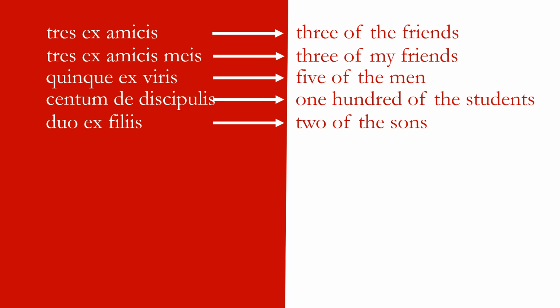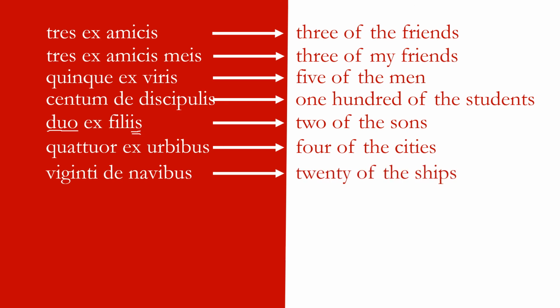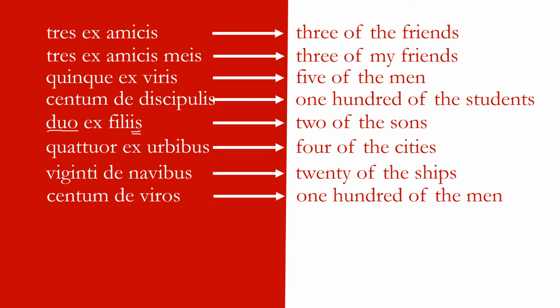And you might be thinking, well, filiis could also be daughters, which is true, but duo is only masculine. Okay, so this doesn't give you enough information about the gender, but the duo does. Quattuor ex urbibus, four of the cities. Viginti de navibus, 20 of the ships. Centum de viris, 100 of the men.